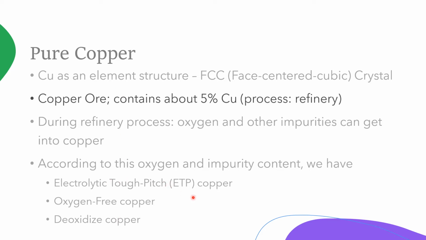The very first one is ETP. We call it ETP because that's electrolytic tough pitch copper. Oxygen-free copper means there's no oxygen, or not much oxygen, in the copper. And the last one is deoxidized copper. So three types, depending on the oxygen and all the impurities. Make sure you study all of that, and that's going to be in your midterm. The midterm is unit 1 all the way to unit 4. So please study.